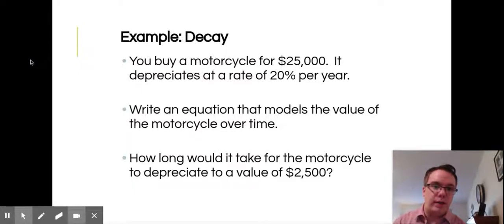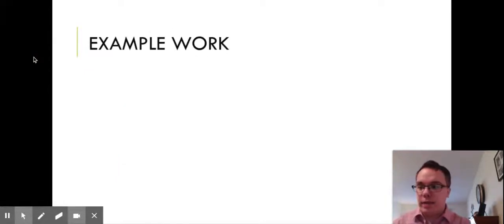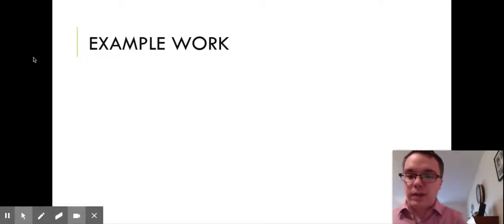This is a high depreciation rate. But that's actually true of any vehicle you buy until it gets to a certain age. And then if you took care of it for 25 years, then it starts to become a classic. Then it'll start to gain value again. But as you buy any of these vehicles, they actually start to go down. So our example said you buy a motorcycle for $25,000 and it depreciates at a rate of 20% per year.